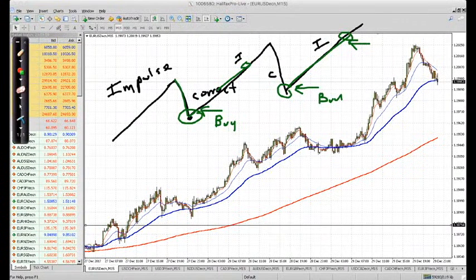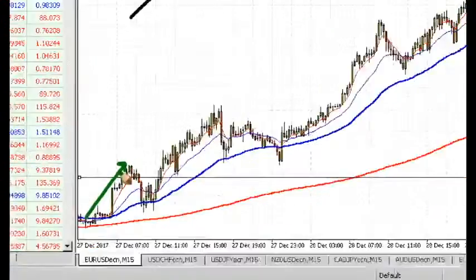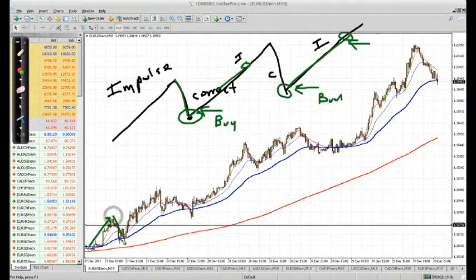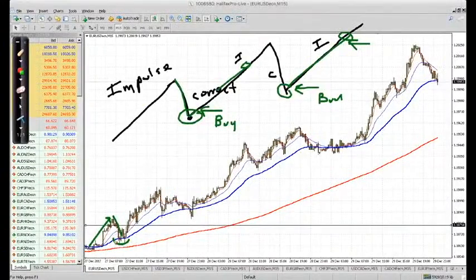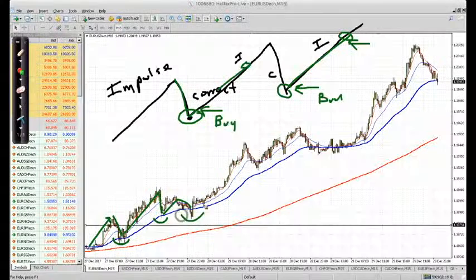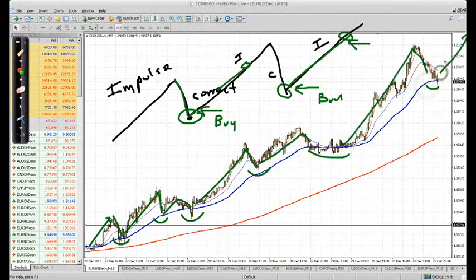So can you see impulse moving up, and then a corrective wave? What happens? It finds support at the moving average. Can you see the blue line? The blue line acts as a support, and then it goes up again, supports here, goes up, supports here, goes up, supports here, goes up, supports here, and then it continues.